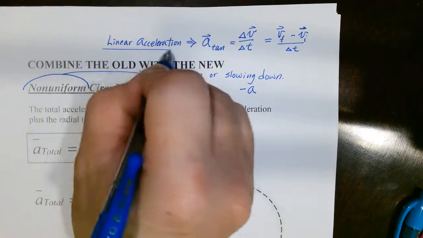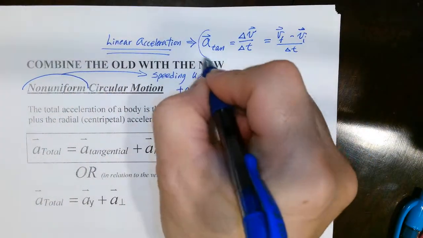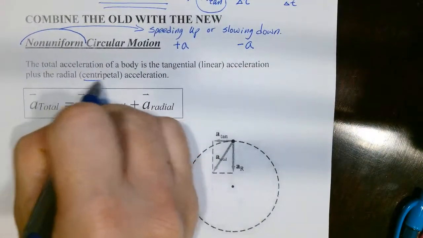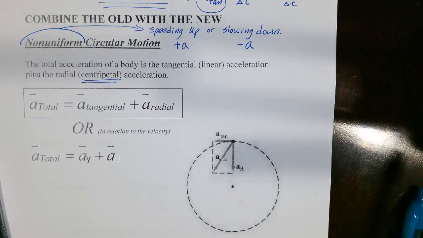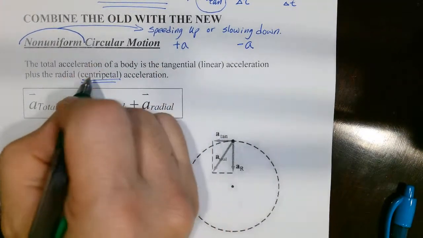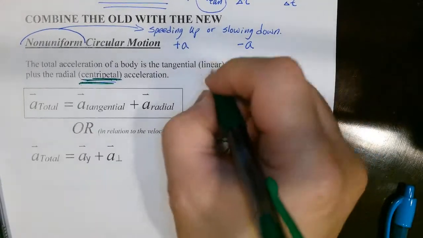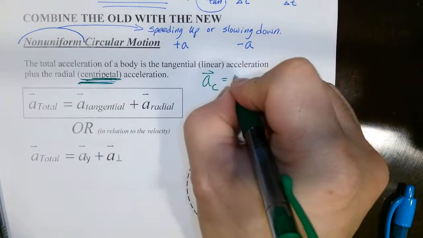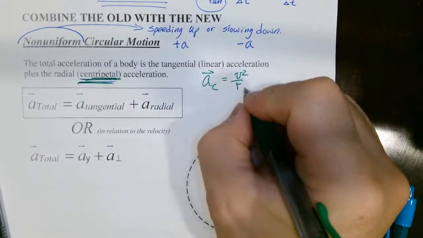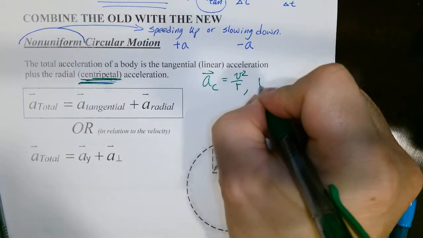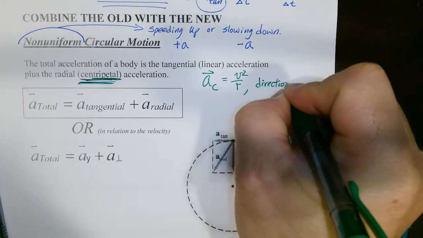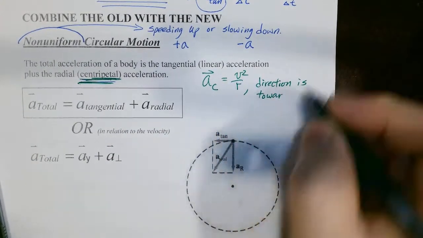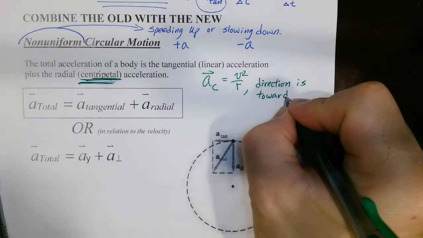Well, then we have two different accelerations. We have linear acceleration, otherwise known as a tangential, and we have radial acceleration or centripetal acceleration. Maybe I should use a different color. Centripetal acceleration. And we have a sub c, which is v squared over r. And the direction of that is towards the center, no matter where it is in this circular path, right?